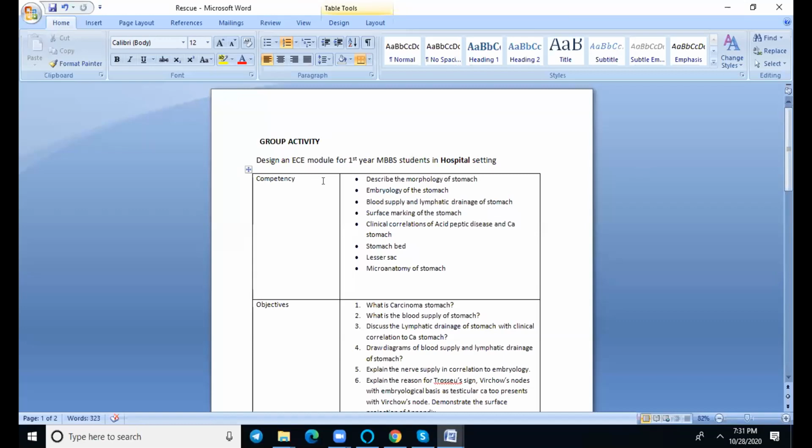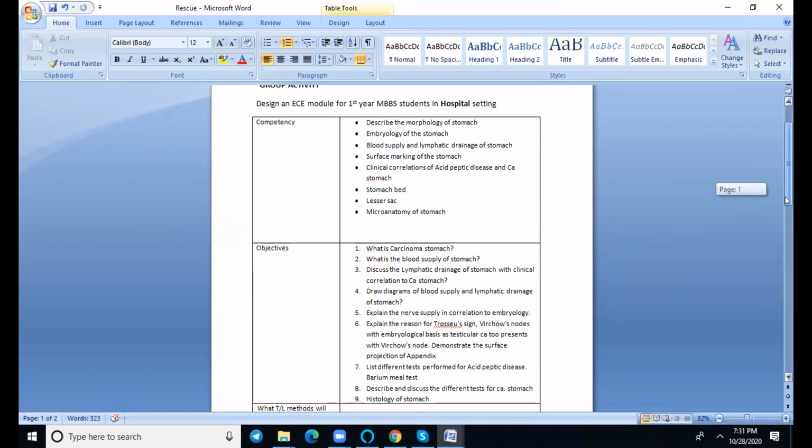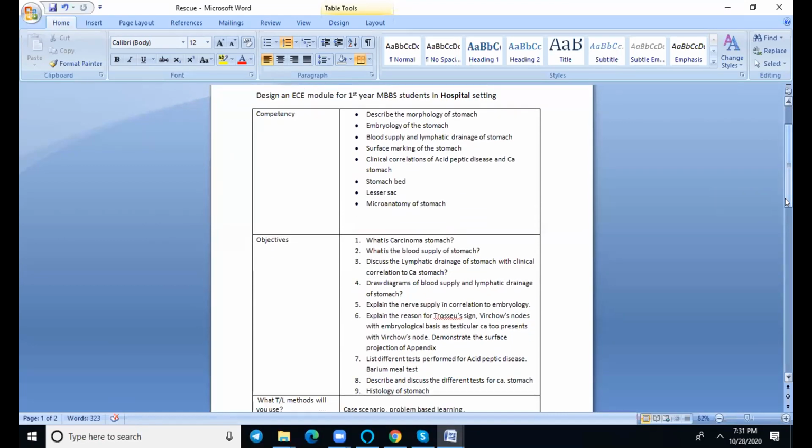So the design of the early clinical exposure module for first MBBS students in a hospital setting: the competencies which will be covered are to describe the morphology of stomach, the embryology of stomach, describe blood supply and lymphatic drainage of stomach, surface marking of stomach, clinical correlations of acid peptic disease and carcinoma stomach, stomach bed, lesser sac, the relations, and the microanatomy of stomach.